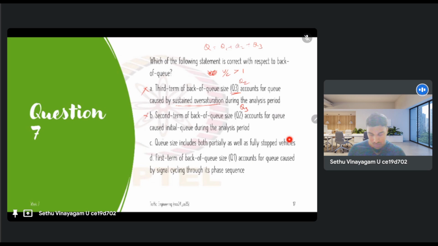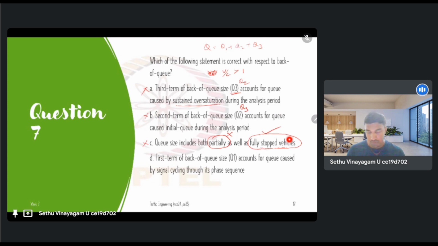And C says Q size includes both partially as well as fully stocked vehicles. So again, incorrect, because only fully stocked vehicles is correct. Partially stocked vehicles is not correct. Only vehicles that are fully stocked are considered to be part of your queue. Vehicles that are partially stocked, which are slowing down, have not joined. They are not considered to have joined the queue. Once they are fully stocked, only then do we consider them in the queue. So therefore C is also incorrect.